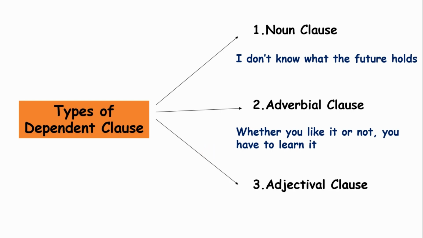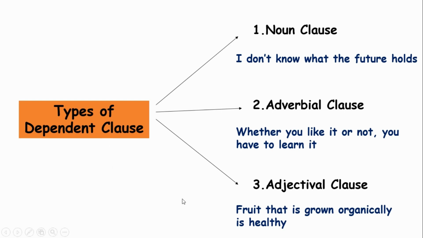And the next one is adjectival clause. Example, fruit that is grown organically is healthy. Here, where is the independent clause, my dears? Here it's a bit tricky because it is not continuously laid out. We have to find out the independent clause here. Fruit is healthy. It is the independent clause here. Fruit is healthy. What kind of fruit? That is grown organically. So it is describing the noun fruit.